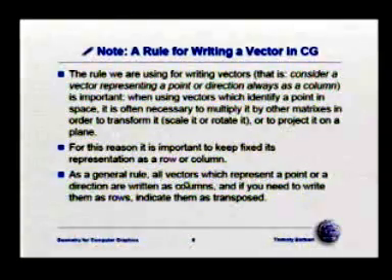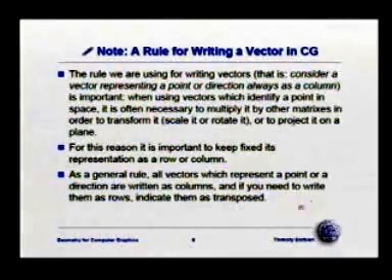As a general rule, all vectors that represent a point or direction are written as columns. And if you need to write them as rows, indicate them as transposed. So this is a very weak pencil. I mean, there's nothing for you to do. It's just a thing to remember. But it's the first pencil of the course, so it's a very gentle one. But towards the end, the pencils are very difficult. So let's start with a weak one, and the funny one will come.